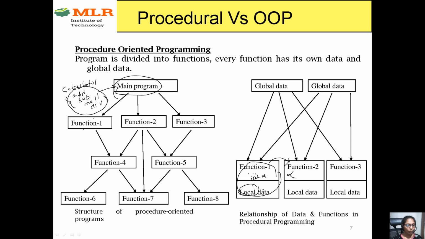Now if I want to share data with all the functions, then you can declare your data as global data. Global data can be declared outside of all functions. So the thing is, if you declare the data as local, only that function can access it. If you declare the data as global, it can be accessed by all the functions.